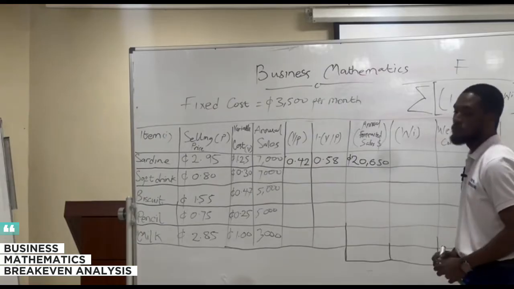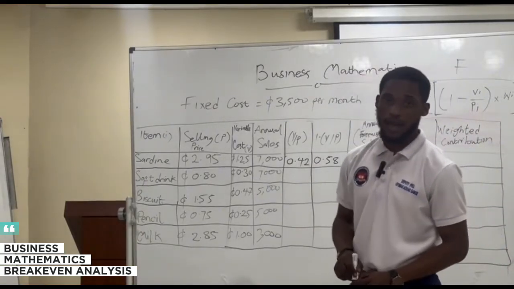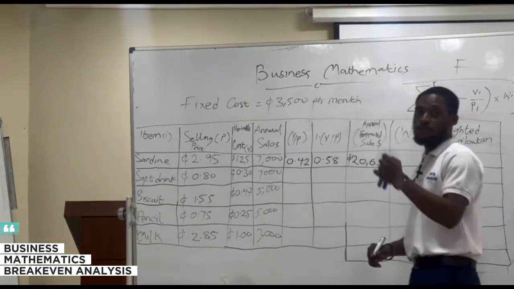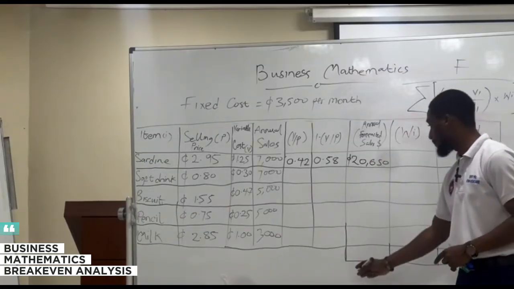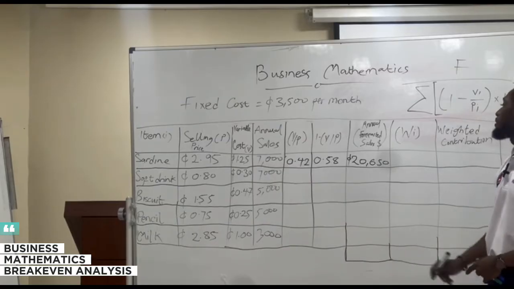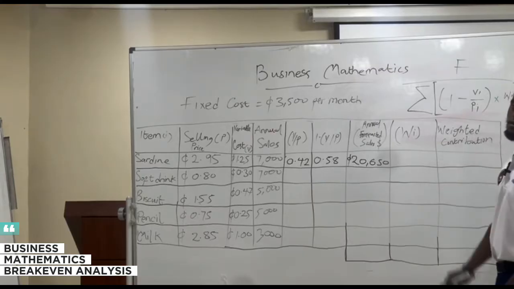We move on to WI. But we will come back and visit it later, because we have to get the sum of the annual forecasted sales before we can go ahead to find the WI and the weighted contribution.